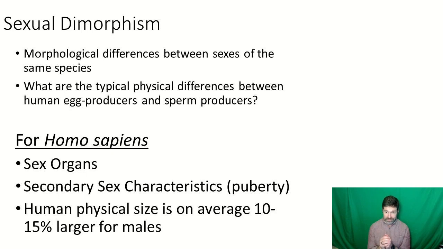Obviously, sex organs, right? Penises and testes versus vaginas and ovaries and uteruses. Then we have our secondary sex characteristics developed at puberty. Again, all this is programmed in your genes.